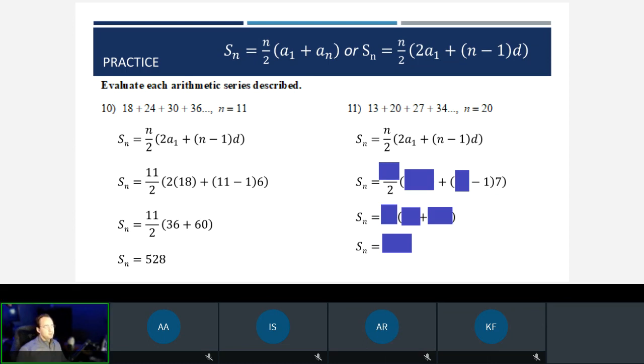What does n equal in this example? N is 20. That's given. So I can just put 20 wherever I see n. And then what is our first term? 13. All right, everyone do the maths and tell me what your summation is.